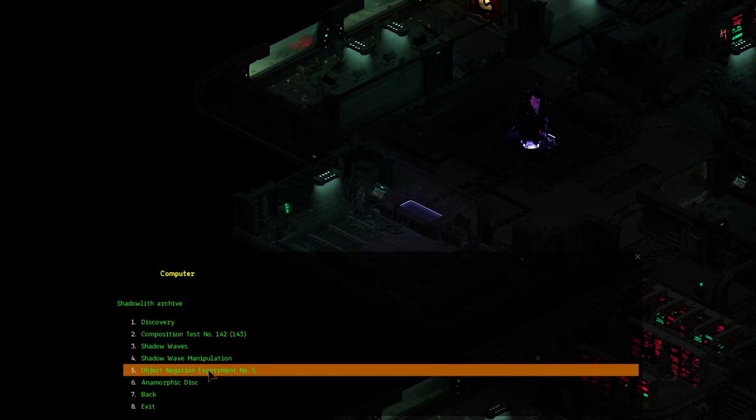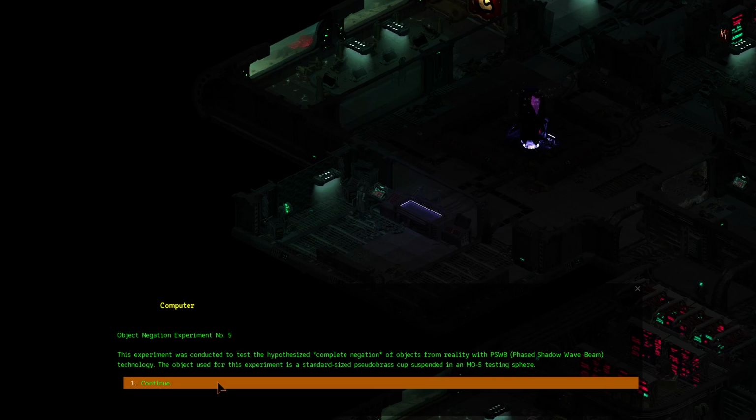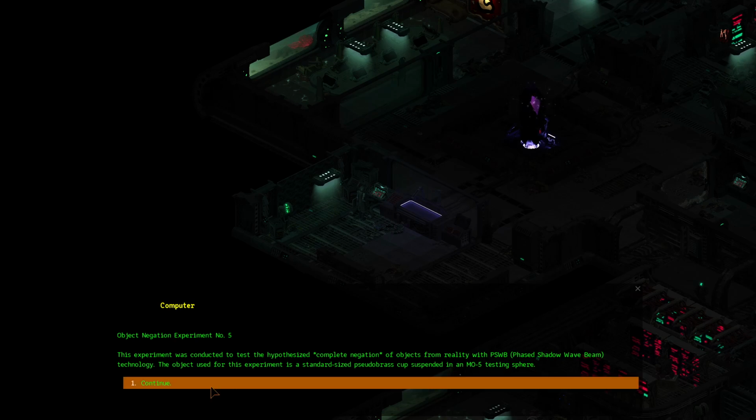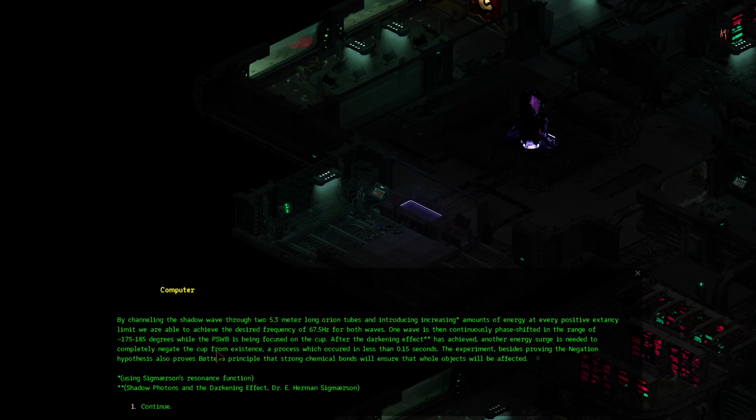Object negation experiment number 5. This experiment was conducted to test the hypothesized complete negation of objects from reality with PSWB, a phase shadow wave beam, technology. The object used for this experiment is a standard size pseudo brass cup suspended on a MO5 testing sphere. By channeling the shadow wave length through two 5.3 meter long Orion tubes and introducing increasing amounts of energy at every positive extancy limit, we're able to achieve the desired frequency of 67.5 Hz for both waves.